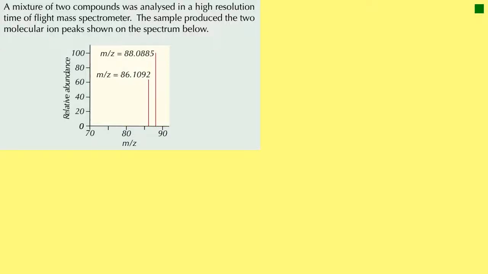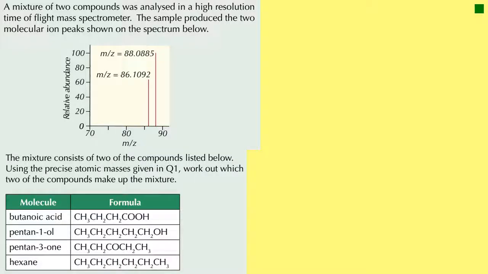And the question, so the mixture consists of 2 of the compounds listed below. Okay, so we don't know which 2, we're given 4. Using the precise atomic masses given in question 1. So here they are, we give you those. Work out which of the 2 compounds makes up the mixture.